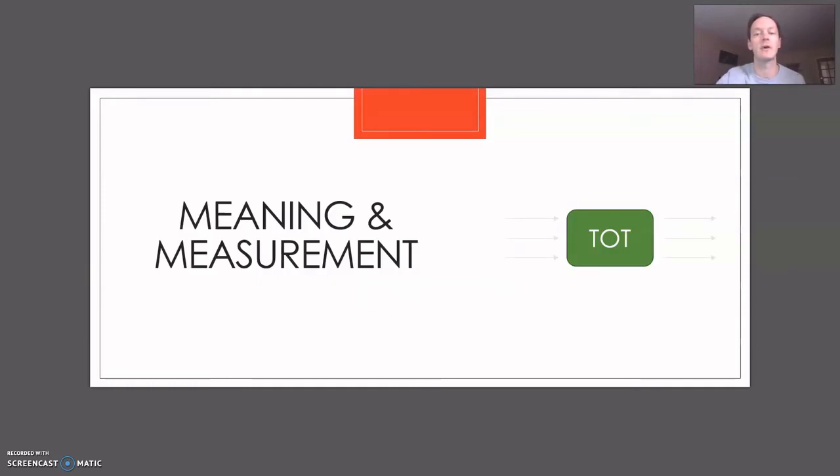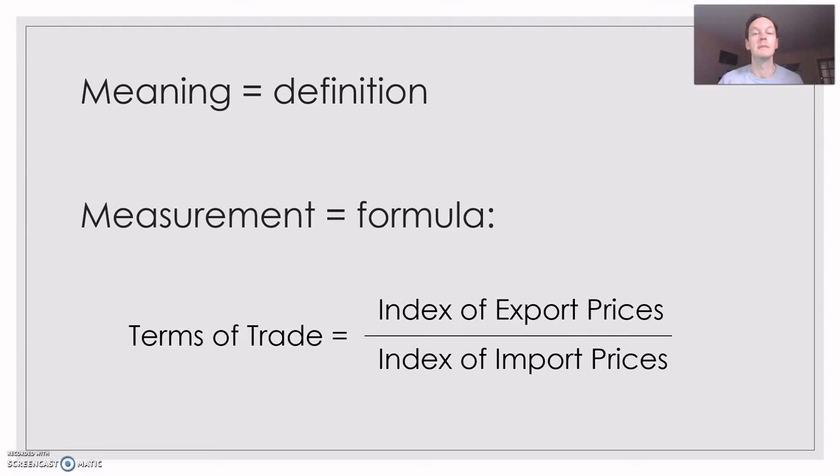As you can see, the arrows are grayed out, so we're just talking about what it is as a concept. The meaning of terms of trade is the definition, and the definition is the same as the measurement, which is the formula. Because the definition of terms of trade is the index of export prices compared to the index of import prices. So that's good news. We've only got one thing to learn.